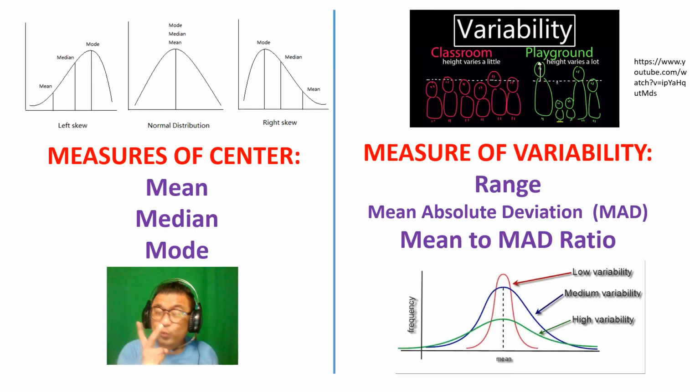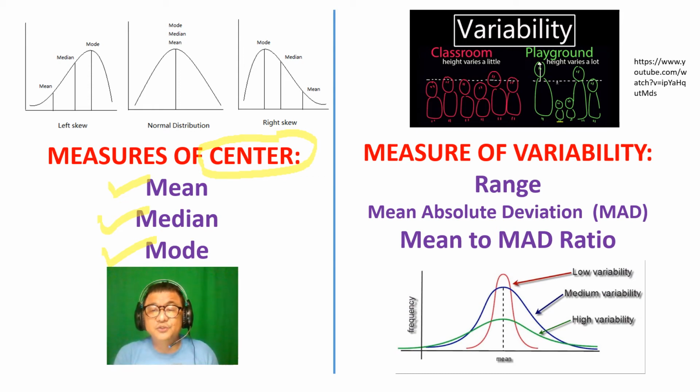So there are two ways to compare data. Data means the numbers you gathered from your research. What can you use? You can compare the center, all right? You can use the mean, the median, and the mode. We did that in the previous lesson.